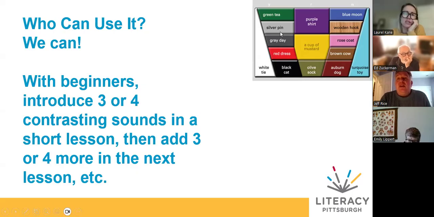And again, you want to do sounds that are far apart on the chart because they're going to have more of a contrast. You wouldn't want to start out introducing silver pin, gray day, red dress, which are all right next to one another. So you would start out maybe teaching 4 and only spend 10 minutes on it. And then the next lesson, maybe add 3 or 4 more until they're familiar with the sounds. It might not be clear what you're doing the first time, but people will pick it up as you use it and practice different sounds, practice your name, etc.